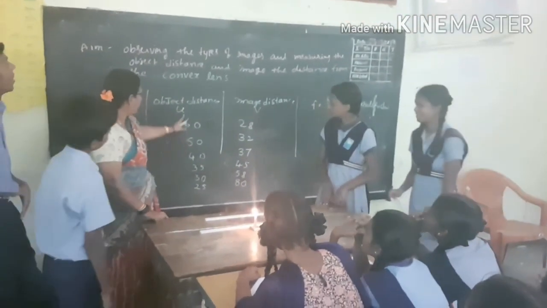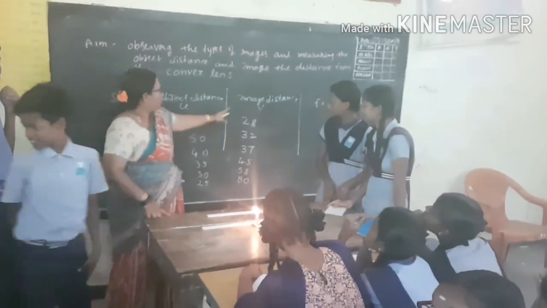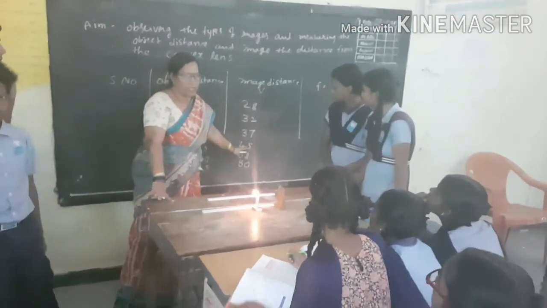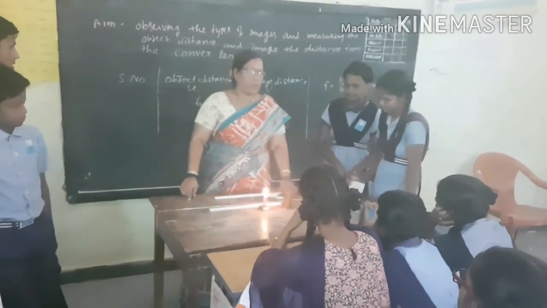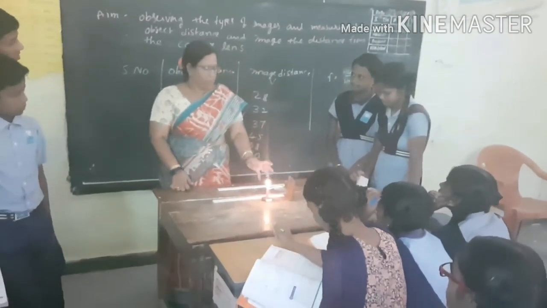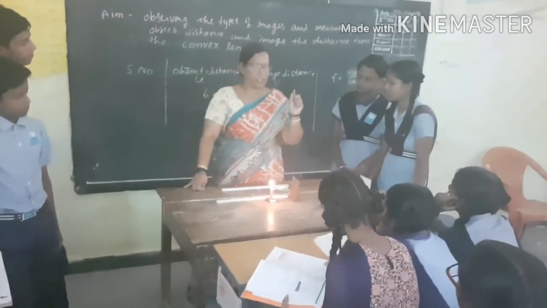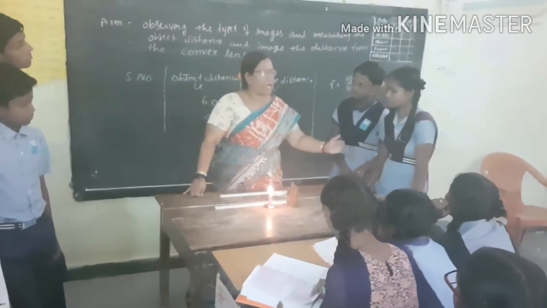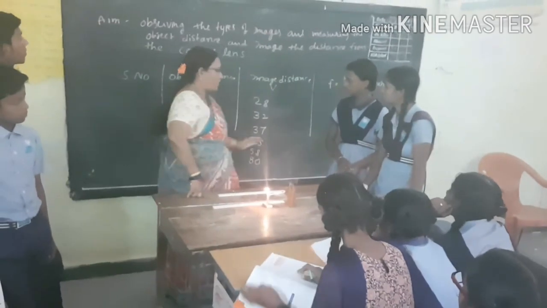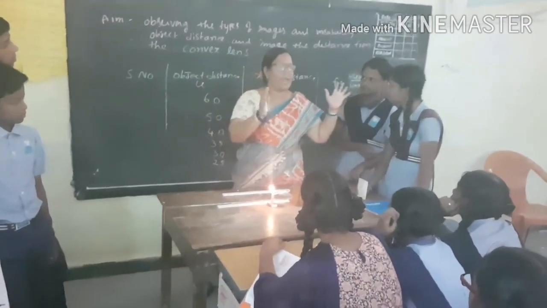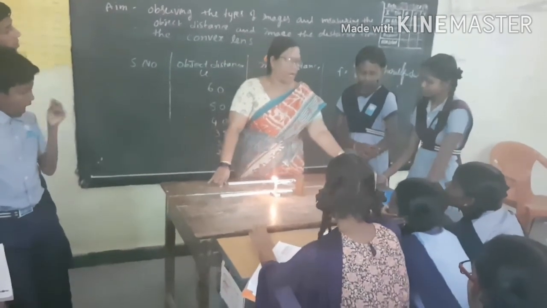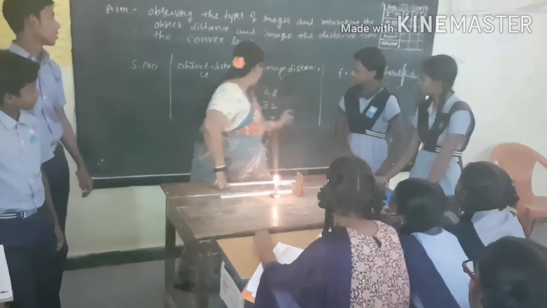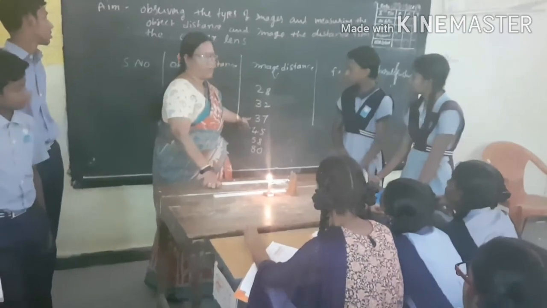Conclude that the object distance is decreased. When the object distance is decreased, the image distance is increased. So the image is enlarged. So from this we conclude that a convex lens forms both real and virtual images when the object is placed at various positions.